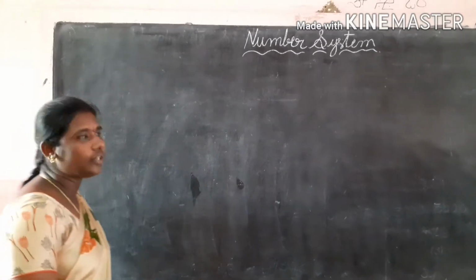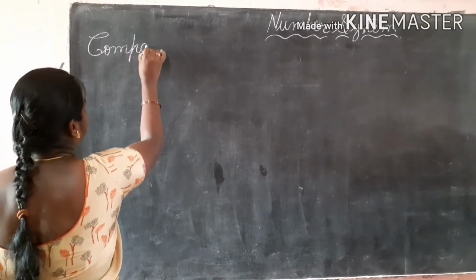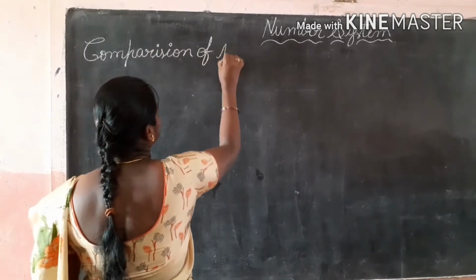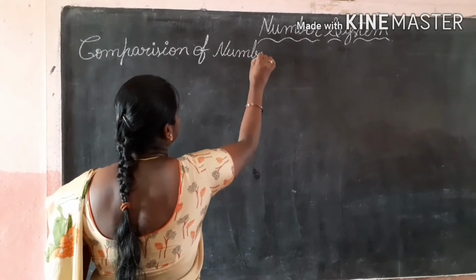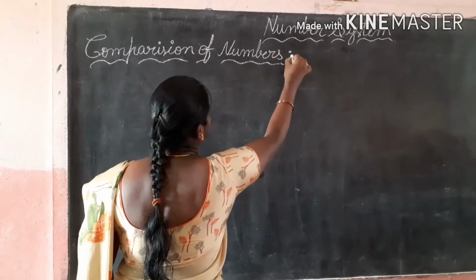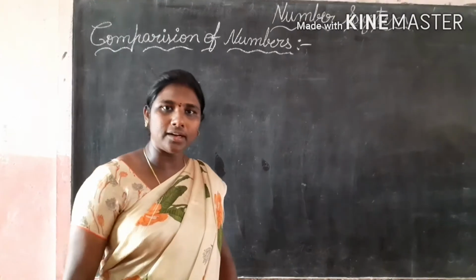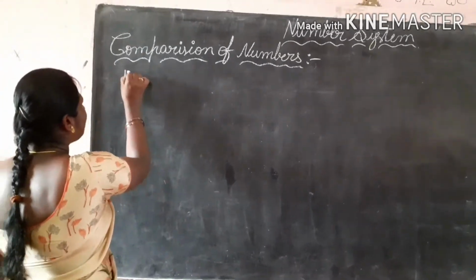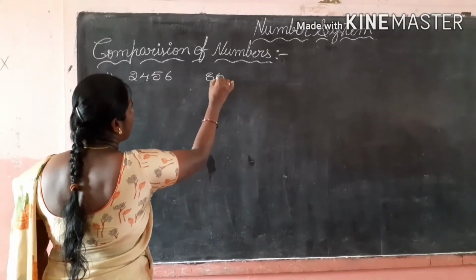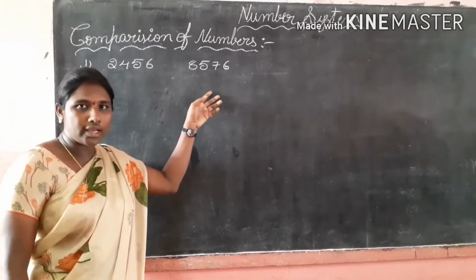First we are going to learn about comparison of numbers. How can we compare the numbers? There are two methods to compare the numbers. For example, one is 2456, and the other is 8576. Now in these two, which is the greater one, and how can we compare?